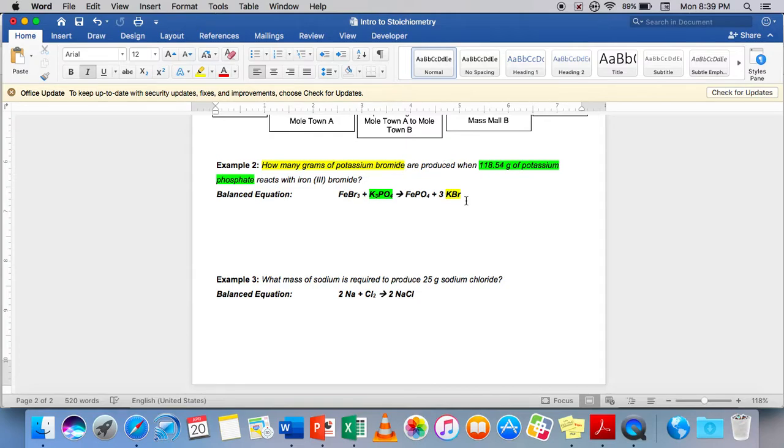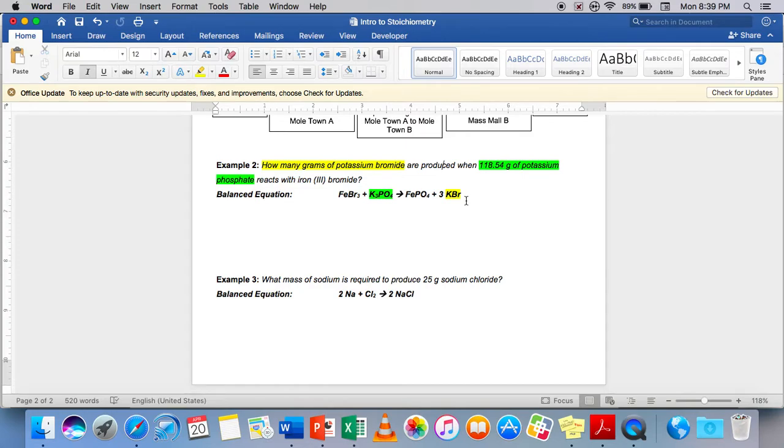So now I've highlighted what I'm starting with. That is in green. That is my A. That's my left side of my mole map. I've also highlighted my B. What am I looking for? What is my unknown? That is highlighted in yellow.